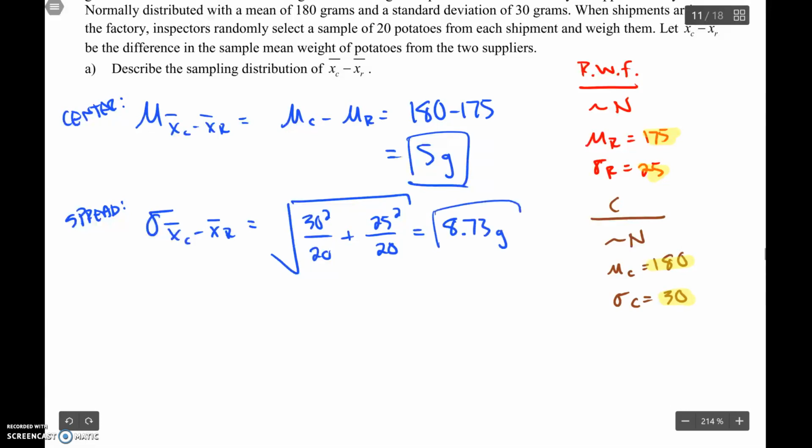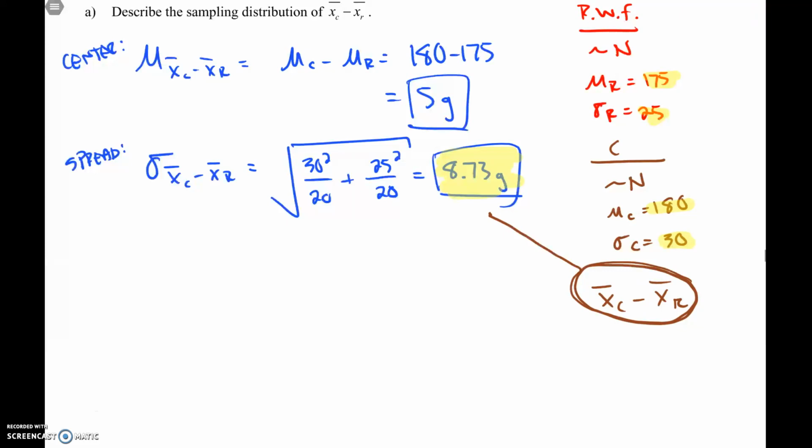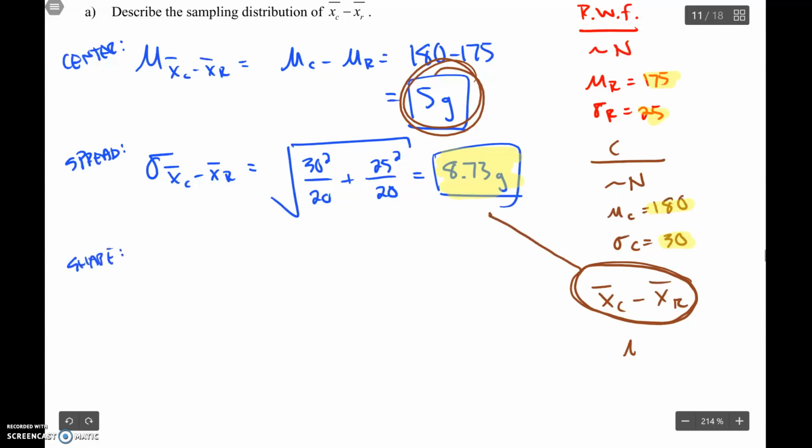8.73 grams. And I keep sounding like a broken record. That number is important. Why is it important? How do you interpret that number? Well, when I take sample means from each of these populations and I take the difference in my sample means, these differences in my sample means will typically be 8.7 grams away from the true difference in my population means. That's what it means. Shape, probably approximately normal.